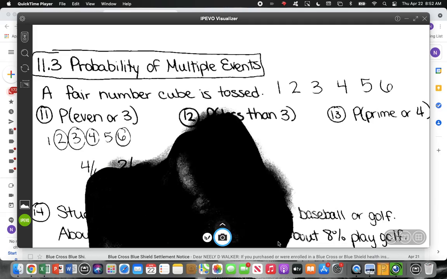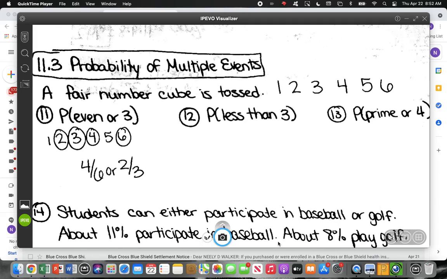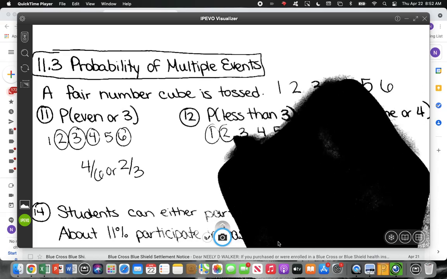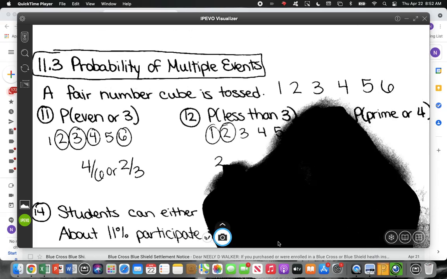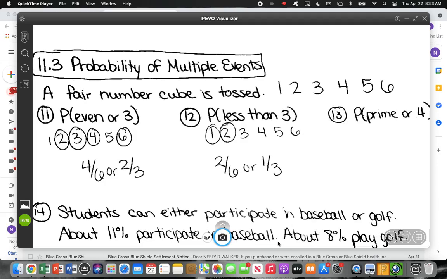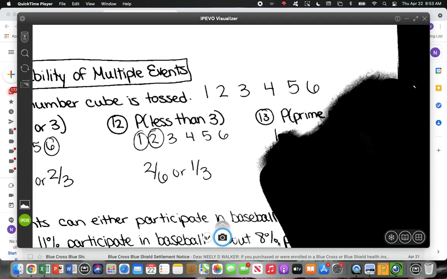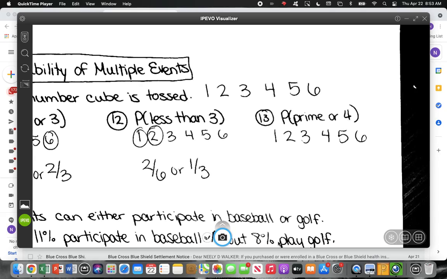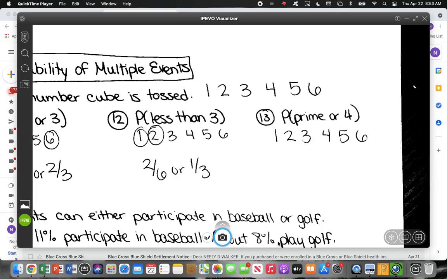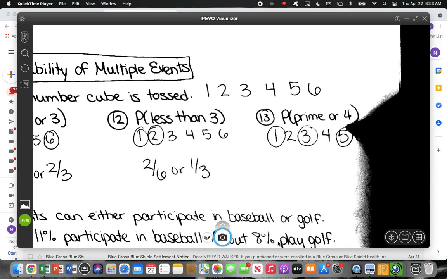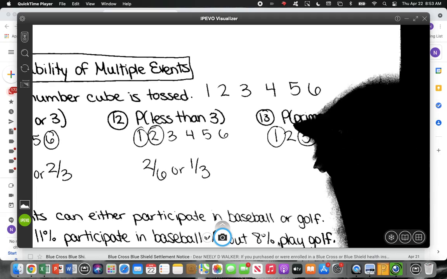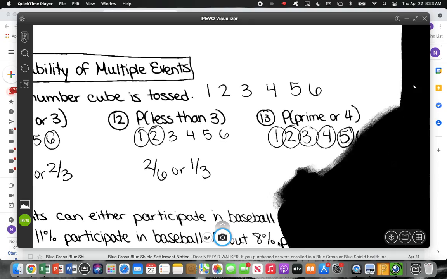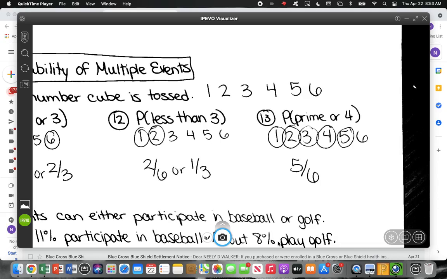All right, what about less than 3? What numbers are less than 3? 1 and 2, so how many is that? 2 out of 6, or 1/3. All right, now the last part, 1, 2, 3, 4, 5, 6, prime or 4. What are the prime numbers here? 1, 3, and 5, but there's actually one more prime number. 2, or a 4. How many is that? 5 out of 6, and you can't reduce it.